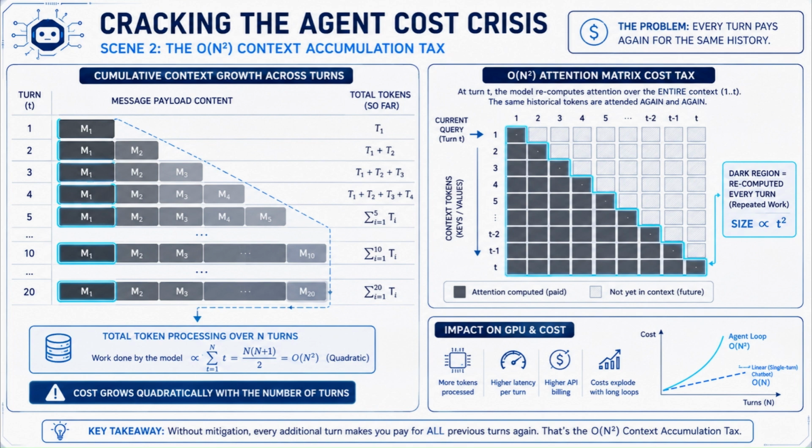To mitigate this issue, you can use prompt caching to lock the identical prefix state in the GPU memory, or implement context compaction middleware. Compaction downsamples old history into a dense, rolling summary vector. However, you must carefully tune this compression.